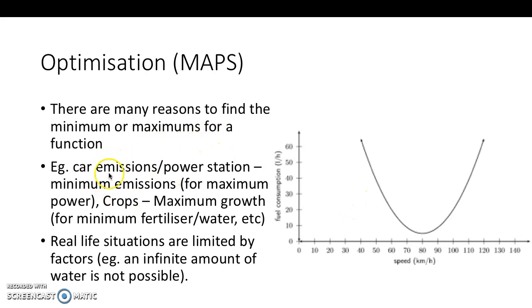So a couple of examples might be if you were looking to maximize the growth for a crop, obviously you want to use the least amount of water or fertilizer or things that cost you money in order to get the maximum amount of growth, so profit. So it might be easy to come up with a function and look at your graphics calculator, for example, and see those points, but in real life we need to consider other things.